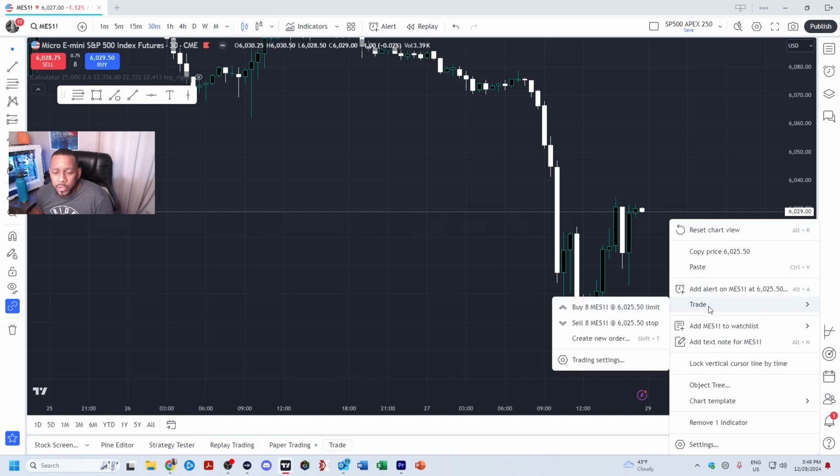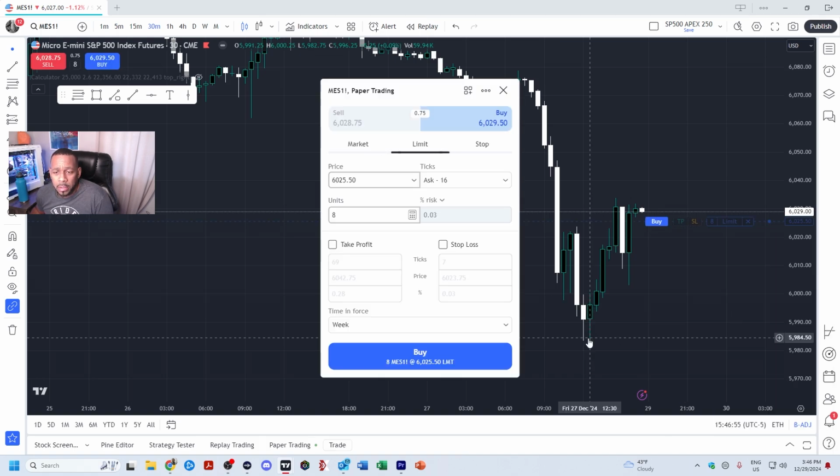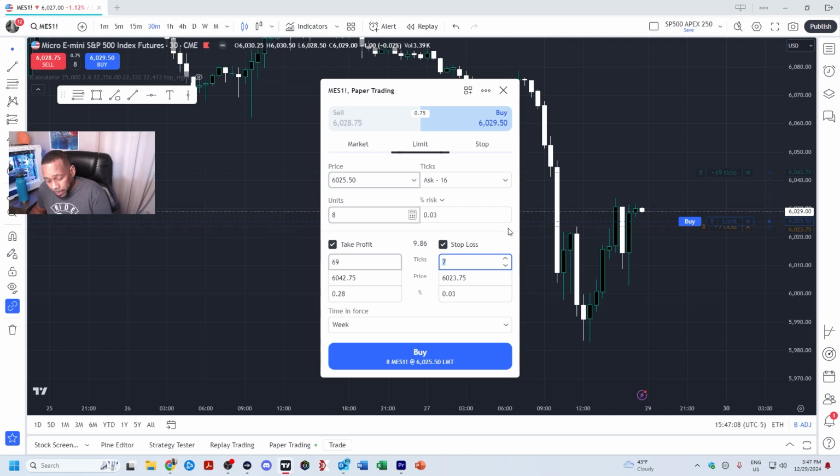So let's go. I'm gonna go to trade, create new order. Now they can set up bracket orders. They do not do trailing stops. Unfortunately, it's not available right now. You have your take profit. It's the same thing. Exactly what we were saying. We want our stop loss to be, what do we say, 6 ticks.